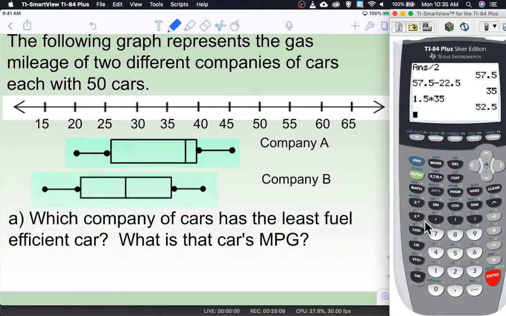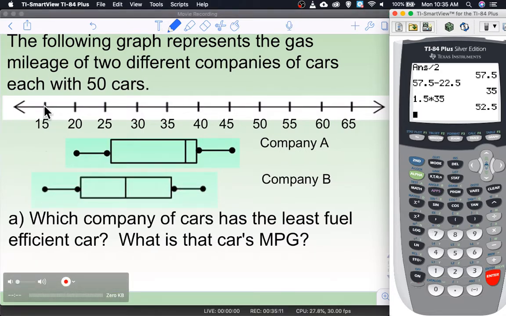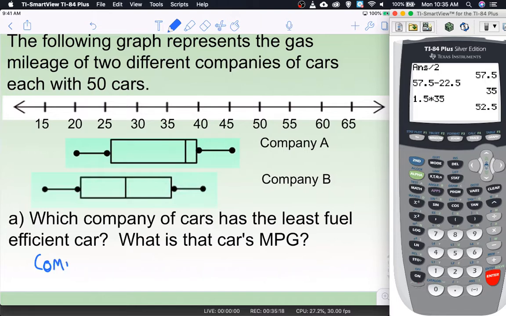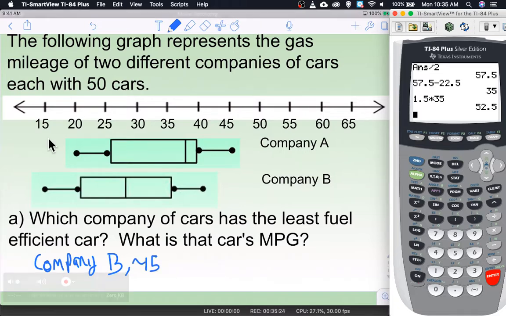Well, the least fuel-efficient here appears to be that. So, Company B, and its miles per gallon seems to be around 15. About 15.